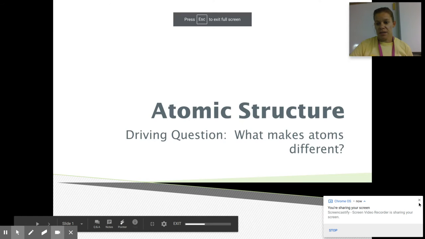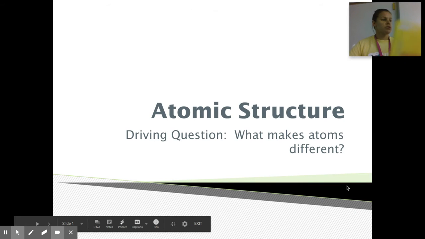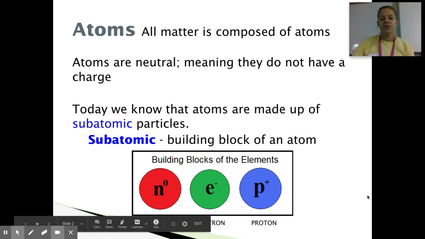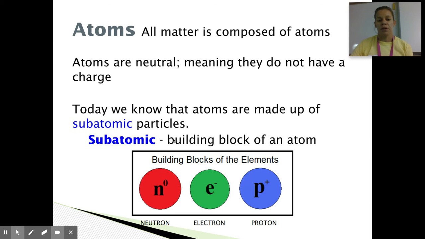Hi, everybody. This is going to be Atomic Structure Crash Course because we're going to try to do it in under 5 minutes. We're going to focus on this great question, what makes an atom different from each other? The answer is the subatomic particles. So these three things that make up the building blocks of an atom is what causes it to be different.